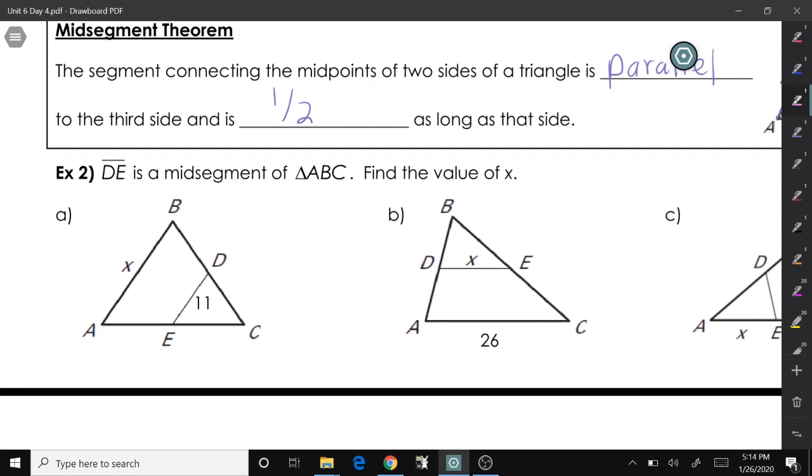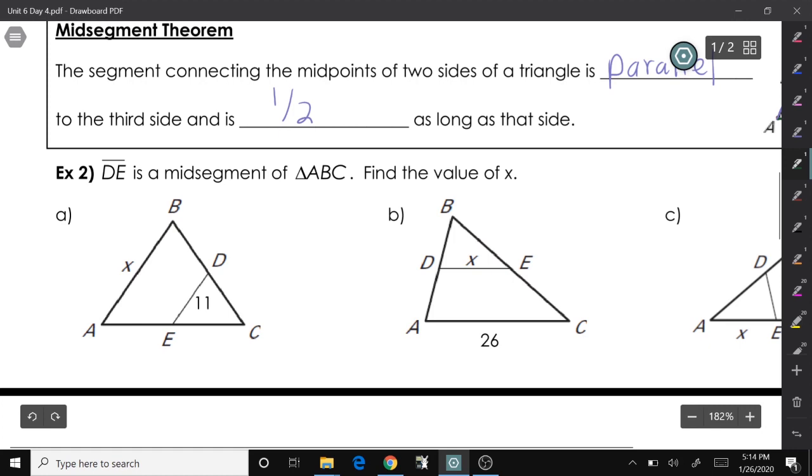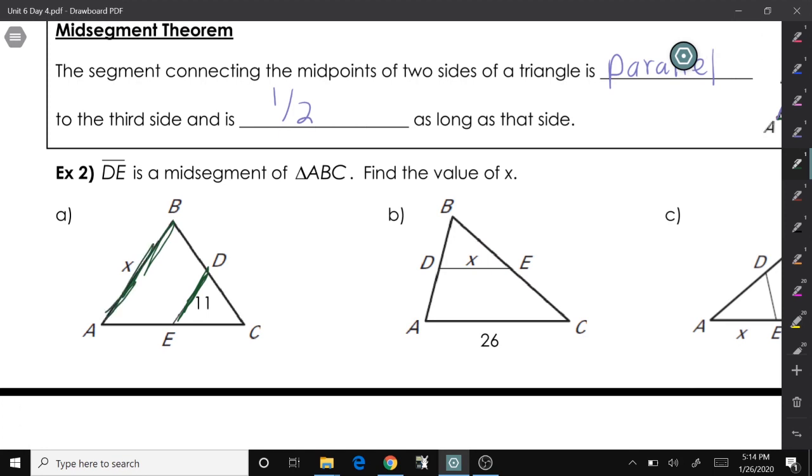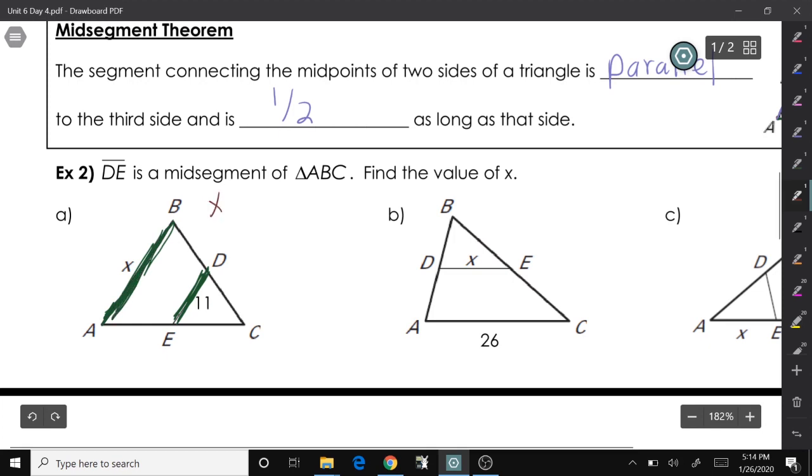This says DE is the midsegment of triangle ABC. Find the value of x. All right, so this part is 11, the smaller segment, and this part is x. Well, our theorem says that this side that's 11 is half the size of BA, which is x. So x equals 11 times 2, which means x equals 22.